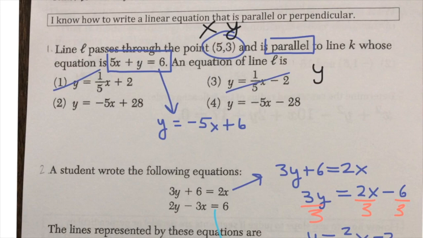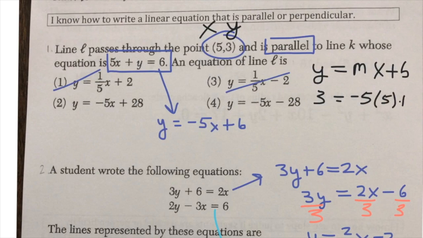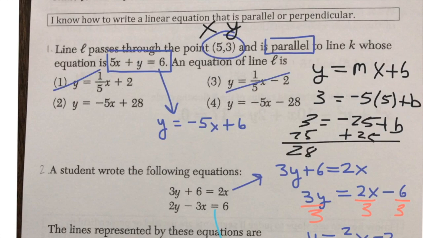Since I know what the slope is and I don't know what the y-intercept is, I can use y equals mx plus b and plug in the information that I know. The y is 3. The slope that we need to make it parallel is negative 5. The x that they're giving me is 5. And the one number I don't know is b. So by just doing some quick arithmetic here and solve for b, I'm going to try to get b by itself here. I'm going to add 25 to both sides, which gives me 28 as my y-intercept. So it would have to be choice number 2.